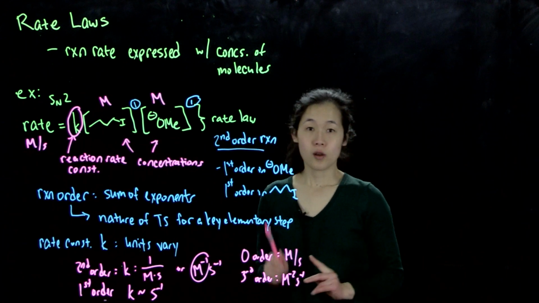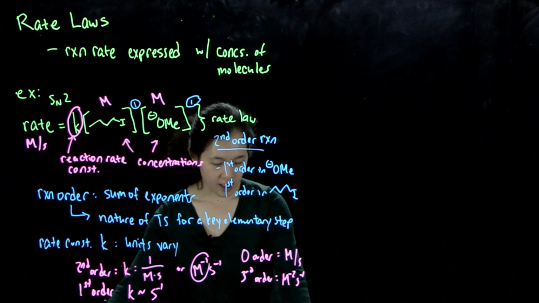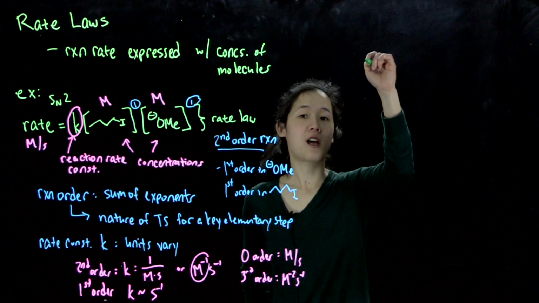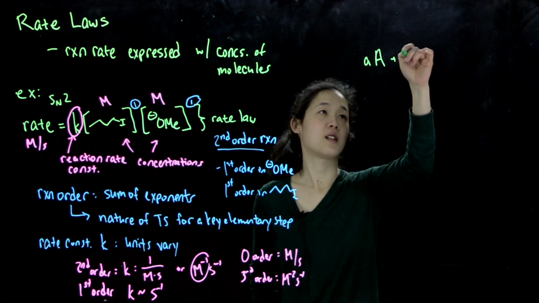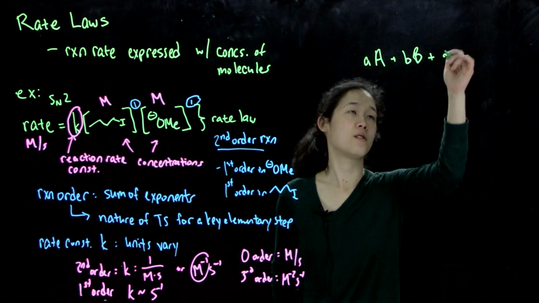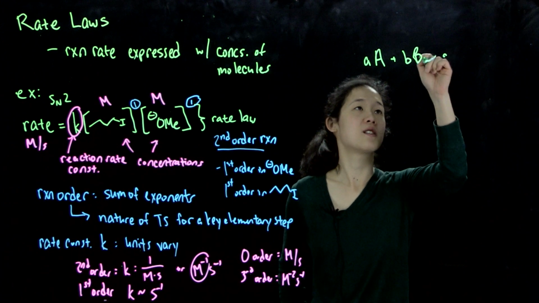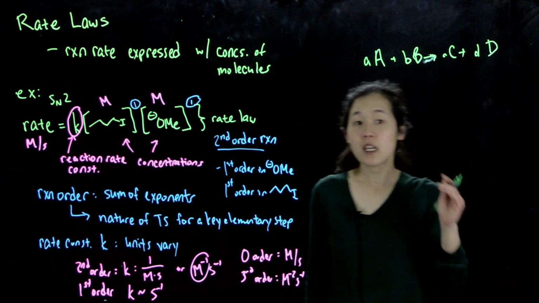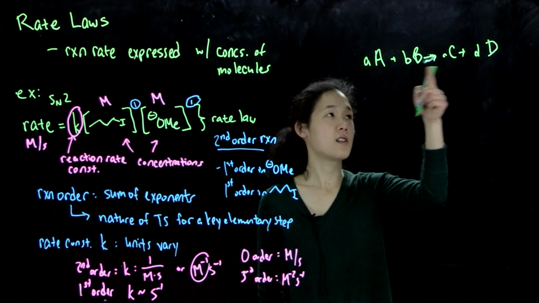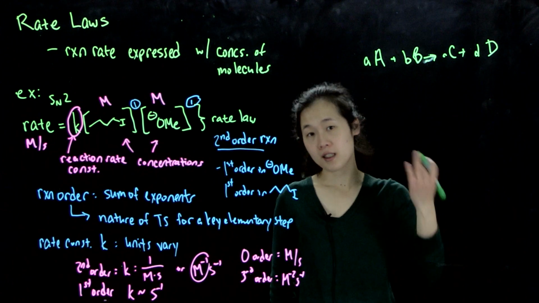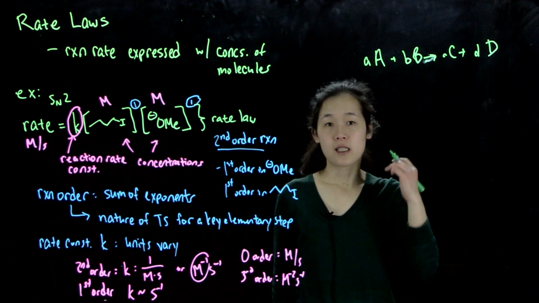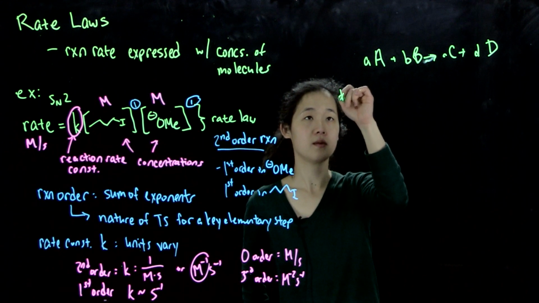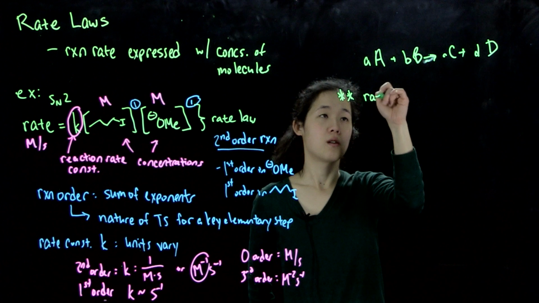Cool. So basically, the general scheme is that if you have some general reaction, aA plus bB plus cC goes to cC plus dD, the key point is that even though the coefficients of this overall reaction matter for the overall reaction rate, the rate law does not depend on the overall reaction stoichiometry. So keep this in mind.